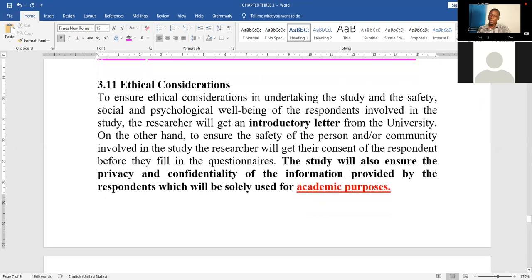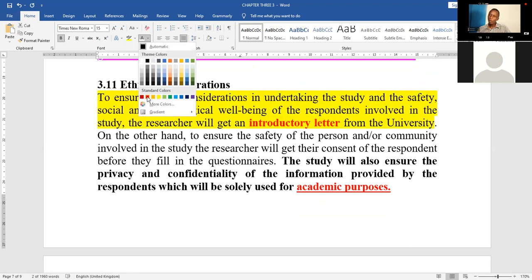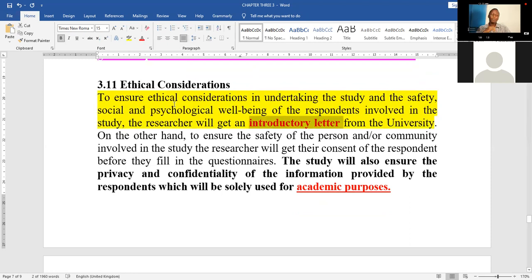So let us read through and see. We are seeing that to ensure ethical considerations in undertaking the study and the safety, social and psychological well-being of the respondents involved in the study, the researcher will get an introductory letter from the university. Now, what does that mean? It means that before you go to the field, you need to go to the university, your department, or your faculty, and ask for a permission letter.